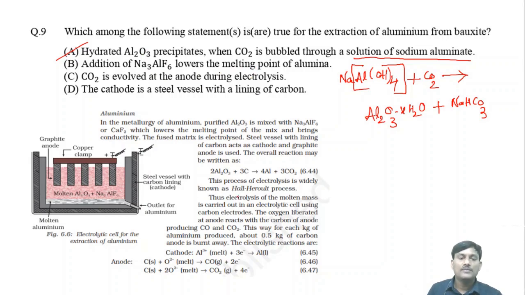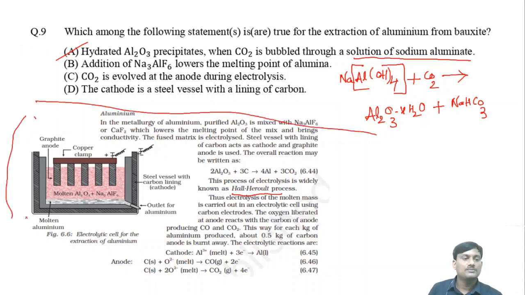If you take the Hall-Héroult process, actually this is the question. This one is the answer I have. Okay, this is taken directly from NCERT. In the Hall-Héroult process, to decrease the melting point, you have to add Na3AlF6 or calcium fluoride. This one is correct. And CO2 is evolved at the anode during electrolysis.